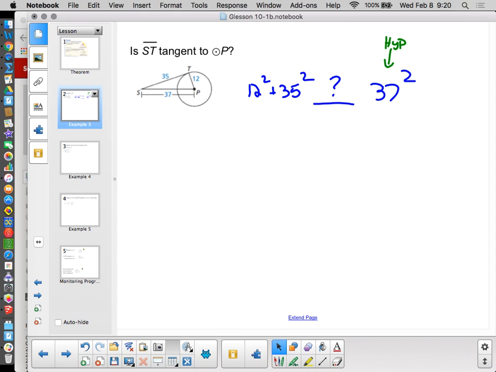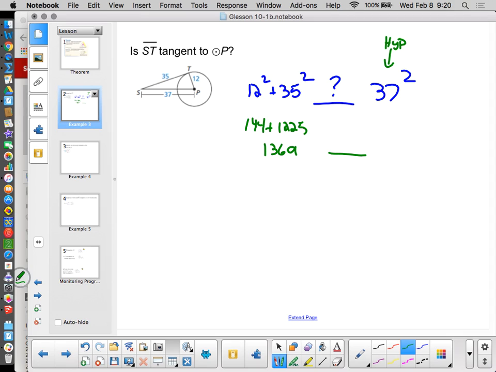And we do the math because that's what we do. It's math class. And 12 squared is easy. That's 144. But 35 squared, actually I have to type that in myself. So 144 plus 1225 is 1369. And compare that to 37 squared, which is 1369. That is indeed equal, meaning this is a right angle, which means that, yes, tangent. Since that's a right angle, that's a tangent line.